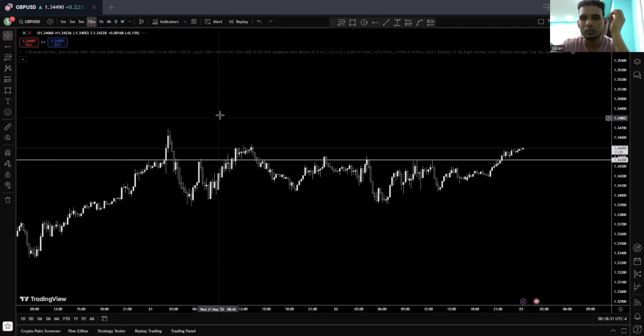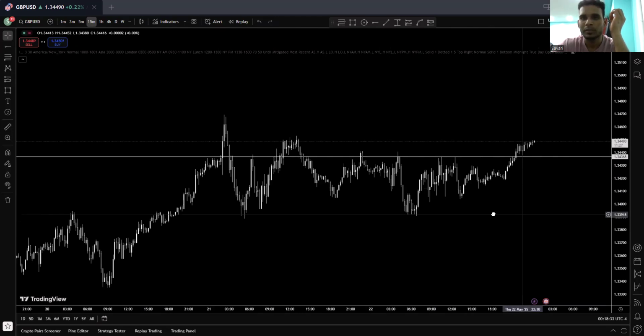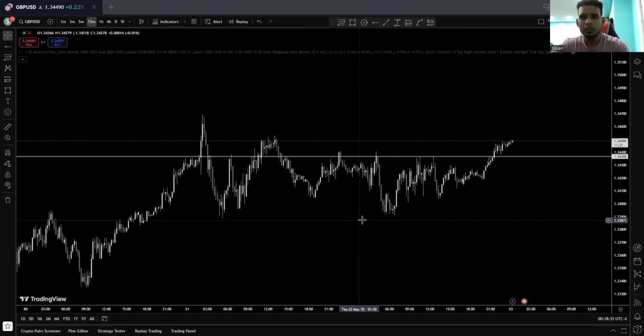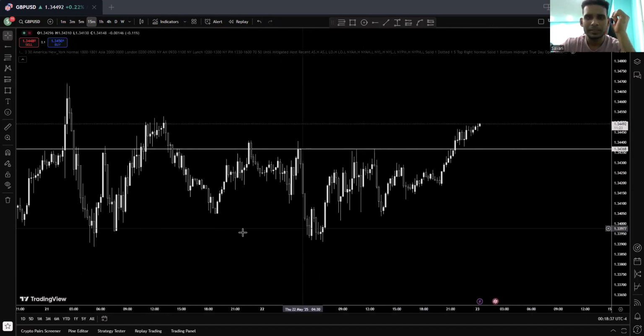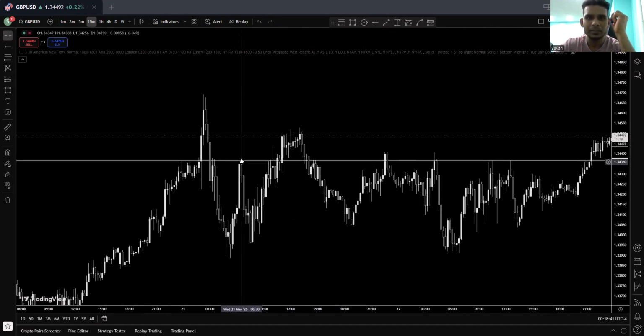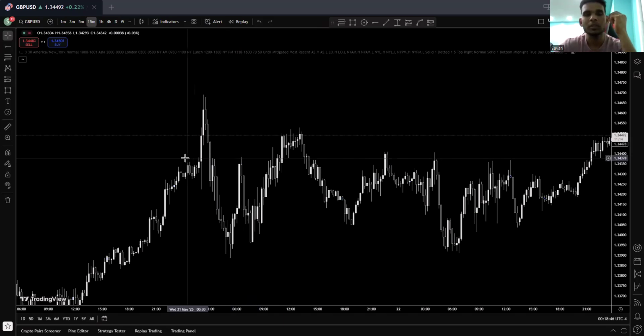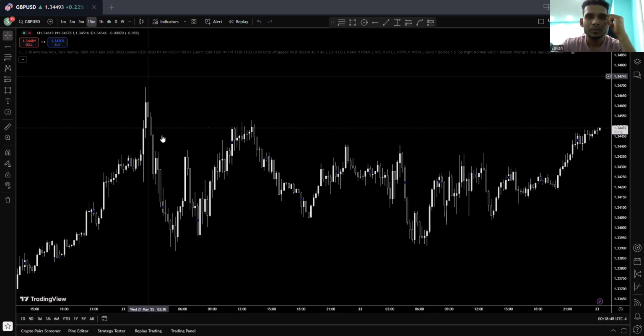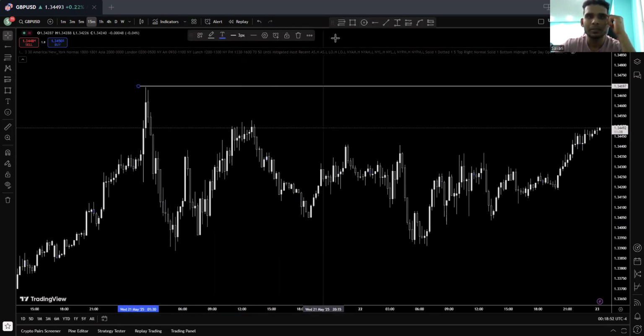So I just moved to 15 minute. In 15 minute, we can see clearly this thing. This is the current. Just delete this. I don't want to add this in my chart. Okay. This is the current move to the downside. The current leg, current dealing range, right?